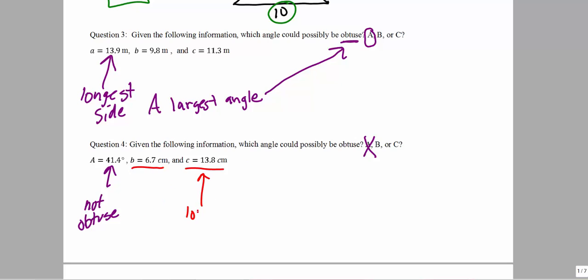And since this is the longer side, we would have to go with angle C as being the larger angle.